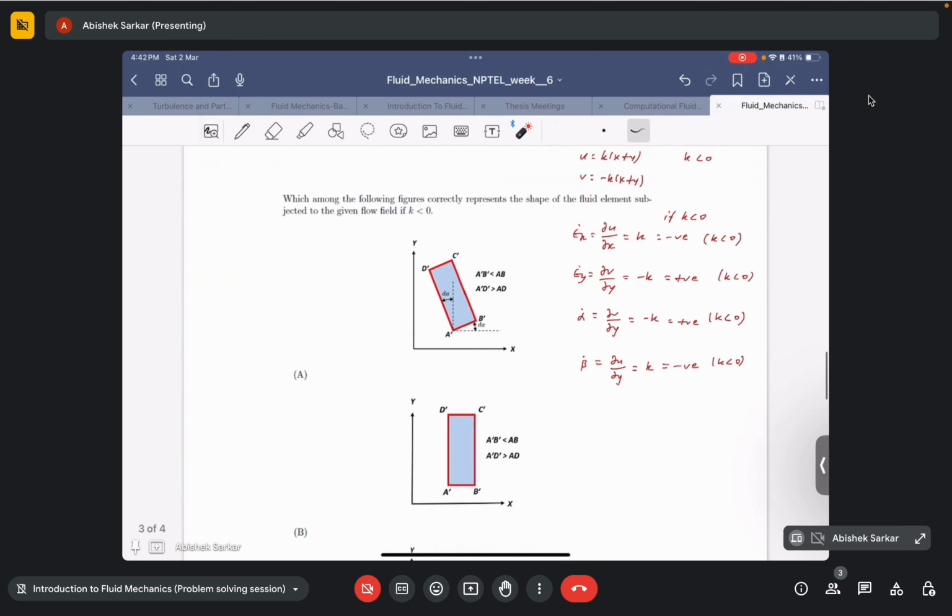Okay, similarly, since epsilon dot y is positive, the flow should elongate along the y direction, so again these two diagrams are suitable because the fluid element is elongated along the y direction. Again, alpha dot is positive, which basically means, considering the notation used by Professor Chakraborty and the general trend of notation, that alpha dot is positive.